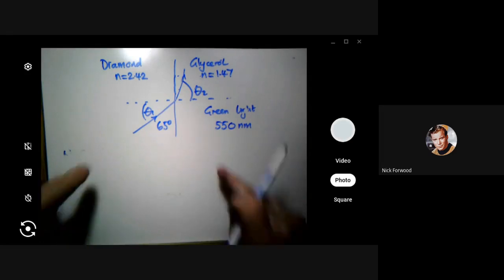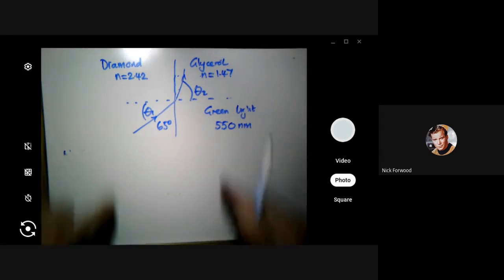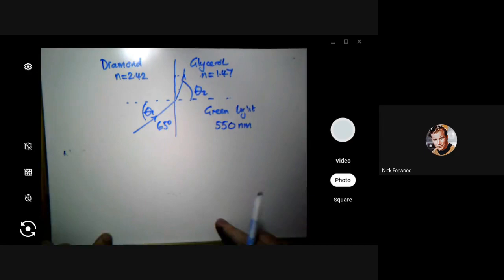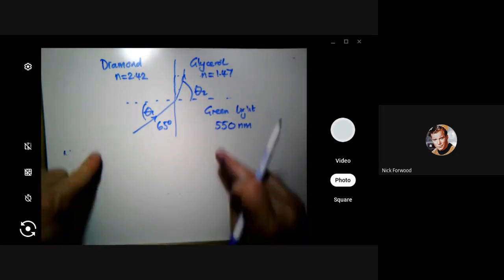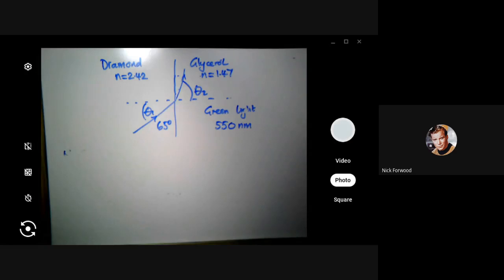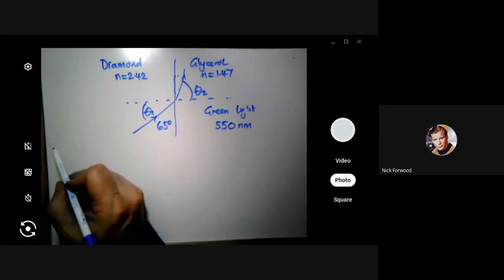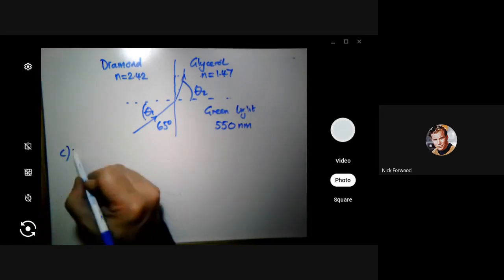Now we've just done the velocities and got two different answers. We're going to do the wavelengths and get two different answers. Then we're going to do the frequencies and get the same answer, because we know that the frequency in the materials is always the same. So part C, we're going to find out the wavelengths.